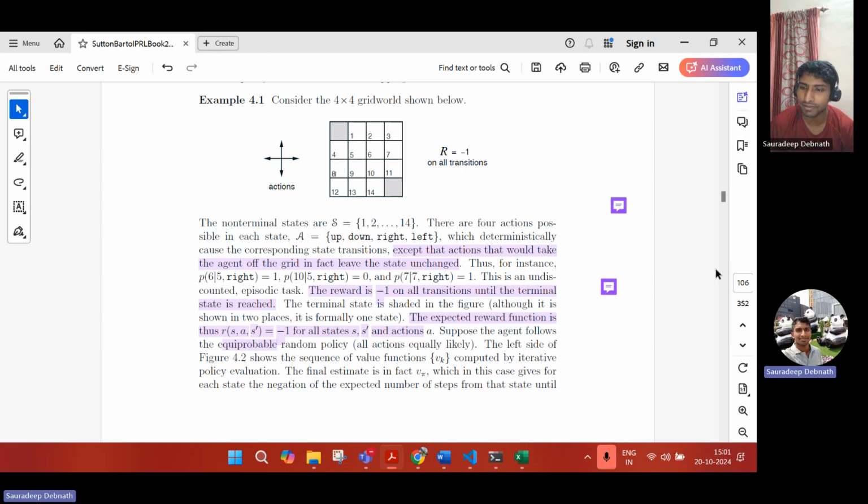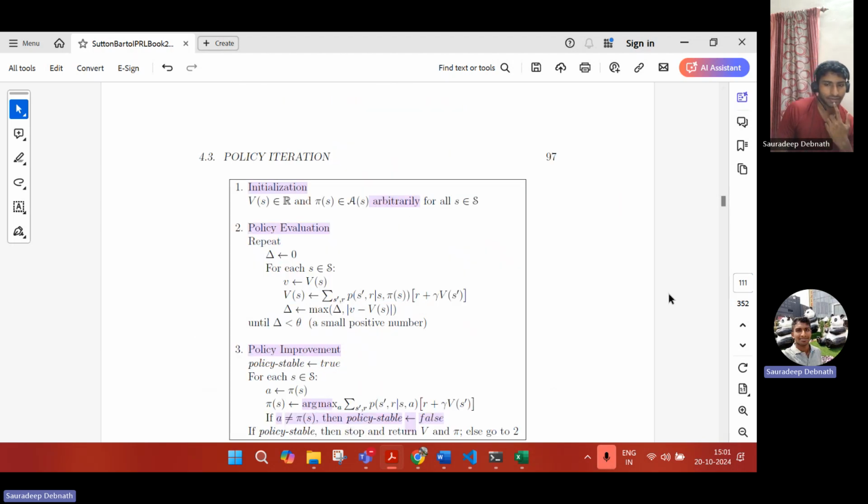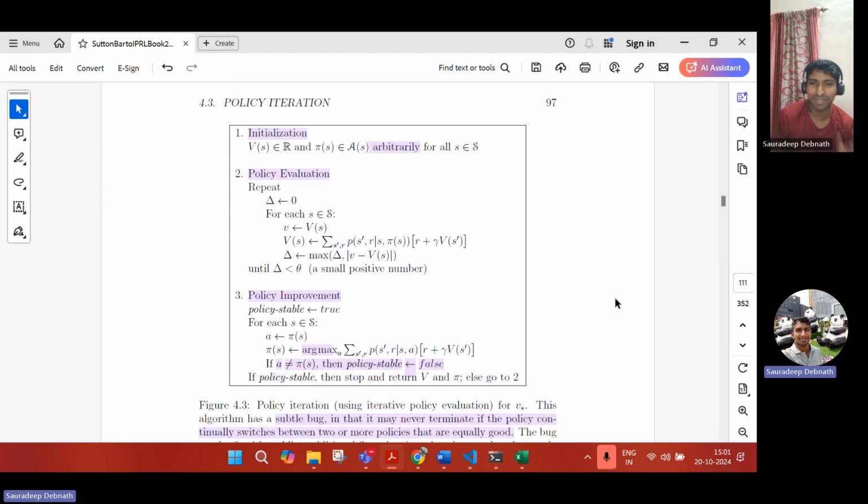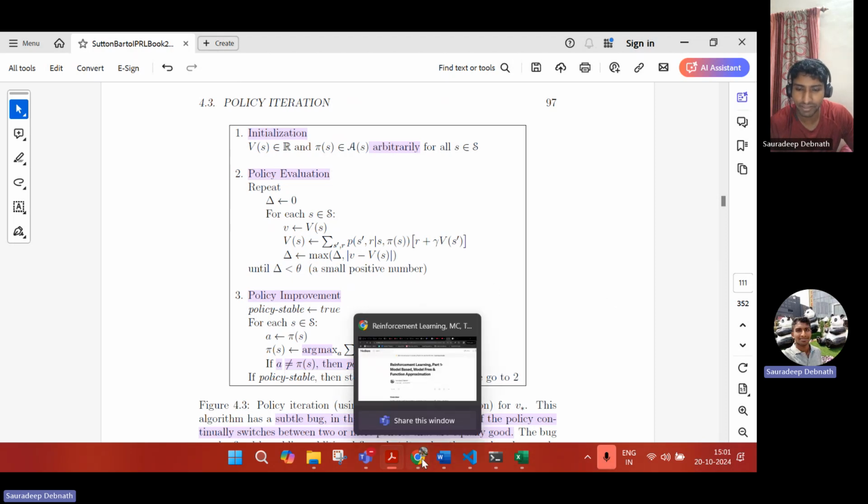So to solve this, we'll use an algorithm called policy iteration. This is the algorithm. I mean, it looks scary, but as we break it down and also solve it by hand, it will become simpler. So let's just try to understand these notations first, right?